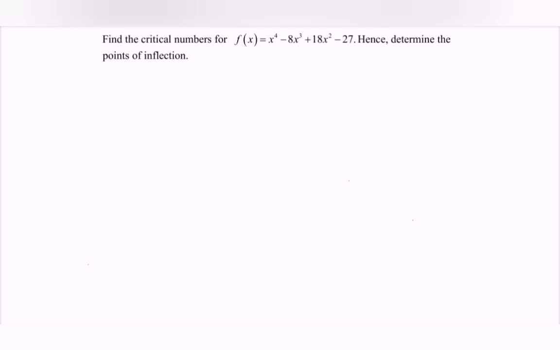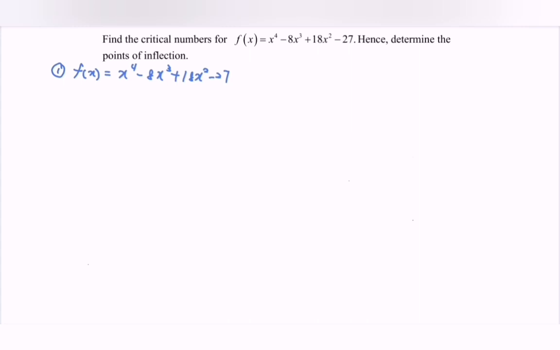Hello everyone, in this video I'm going to discuss the example for extremum problems. Find the critical numbers for the situation given, hence determine the points of inflection. So number 1, we have f(x) equals x to the power 4 minus 8x to the power of 3 plus 18x squared minus 27.